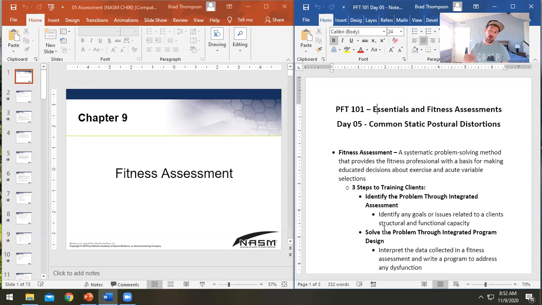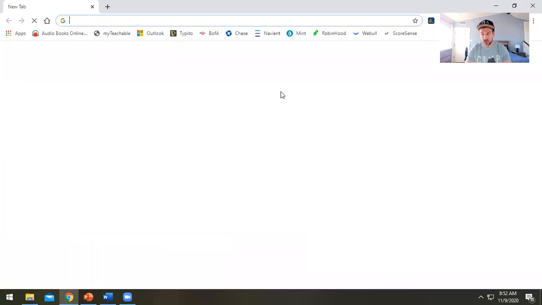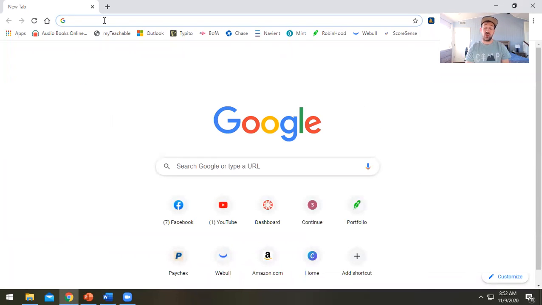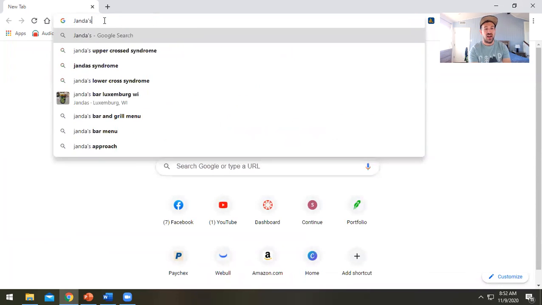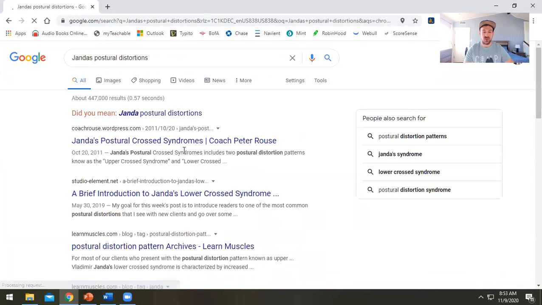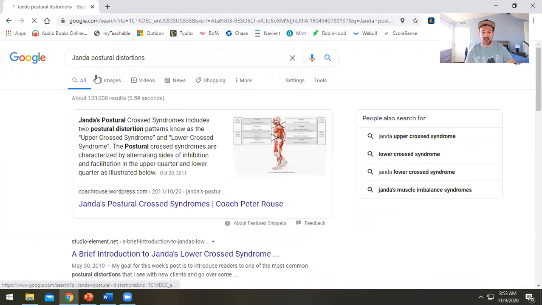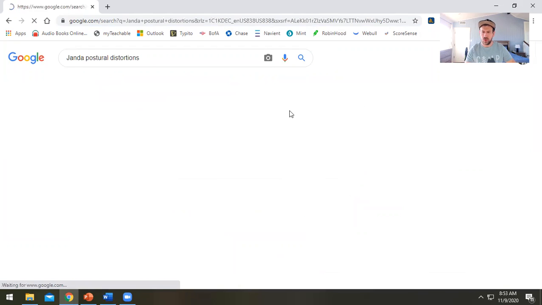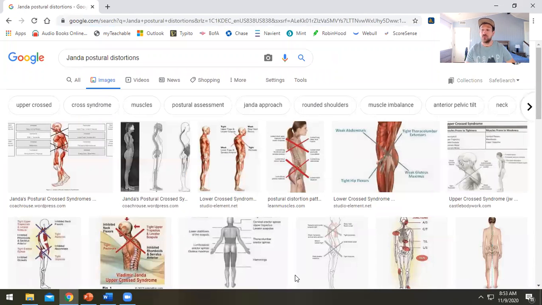Well, even more basic than the overhead squat is just a classic static postural assessment. When people were first starting to assess posture, they were looking at these 3 most common postural distortions, and you'll hear them referred to as Janda's postural distortions. It was just this person looking at the 3 most common ways people have these posture problems, right? These alterations that we typically tend to see.